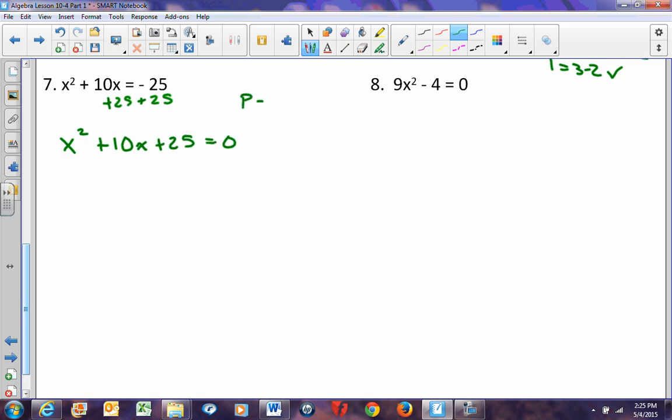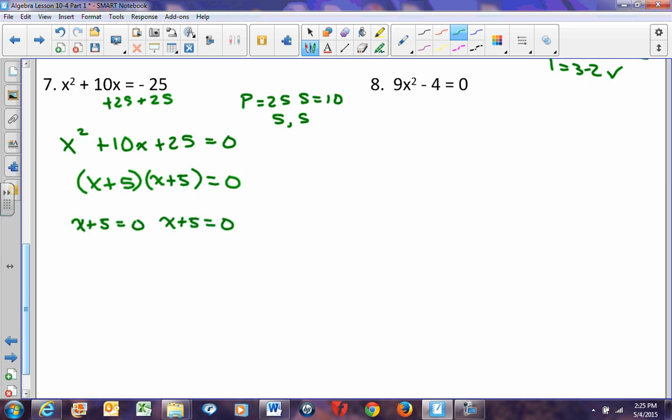So I have a product of 25 and a sum of 10. So that's 5 and 5. So I have x plus 5 times x plus 5 equals 0. So x plus 5 equals 0 and x plus 5 equals 0. So x equals negative 5. There's only one solution here. It just has what we would call a duplicity, or it comes up more than one time, so it's a multiple of 2. Okay, so our solution is negative 5.